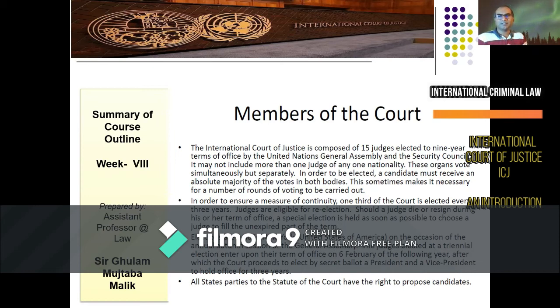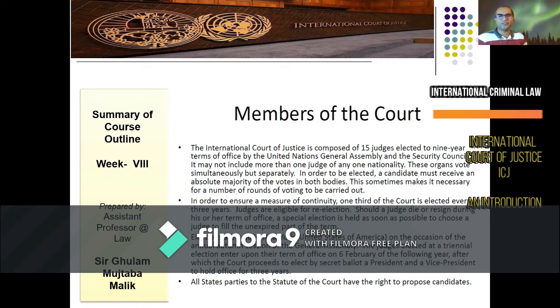A candidate must receive an absolute majority of the votes in both bodies. This sometimes makes it necessary for a number of rounds of voting to be carried out. In order to ensure a measure of continuity, one-third of the court is elected every 3 years. Not every 5 years, but after every 3 years, 5 judges will be elected.